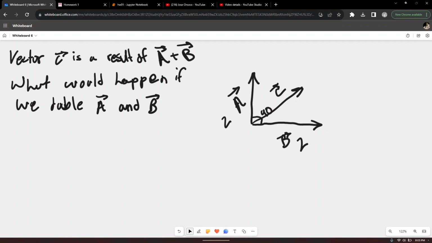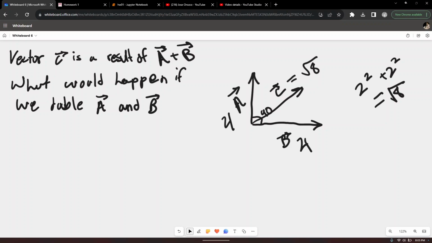Well, if we take the magnitude of this, we know that C is actually just the square root of 2 squared plus 2 squared. That's going to give us the square root of 8. So that's going to be the magnitude of C, and that we know is roughly about 2.8, if I'm not mistaken. But that's the magnitude. So what would happen if we went ahead and doubled this?